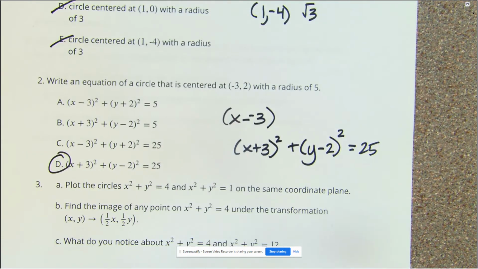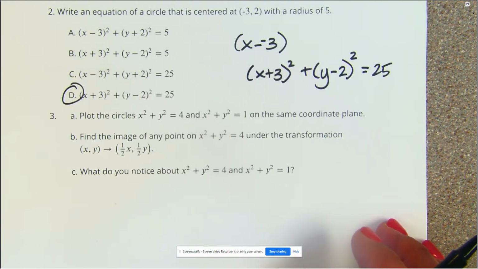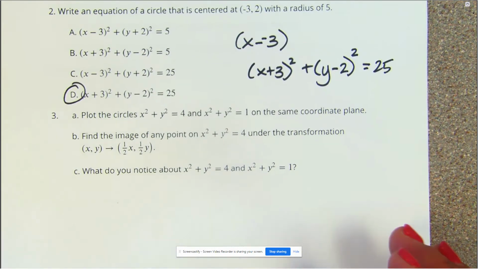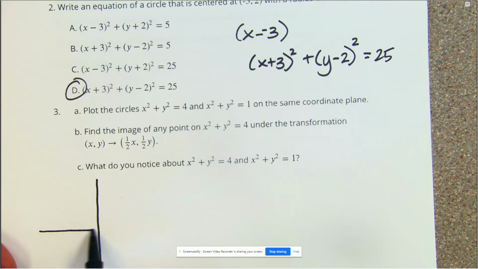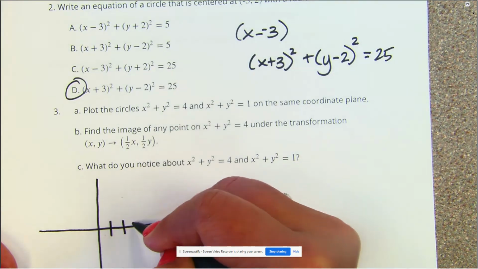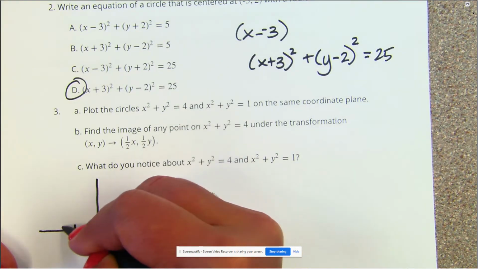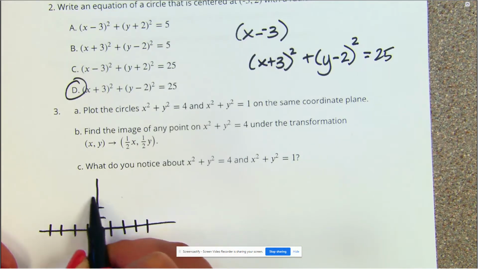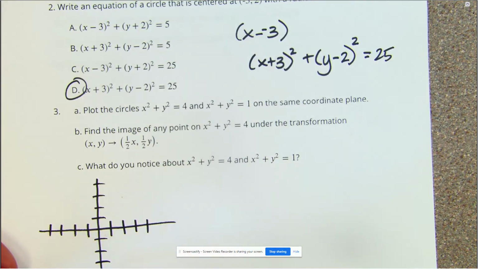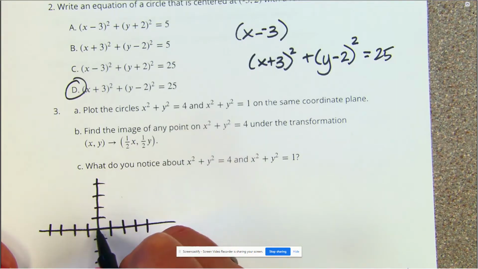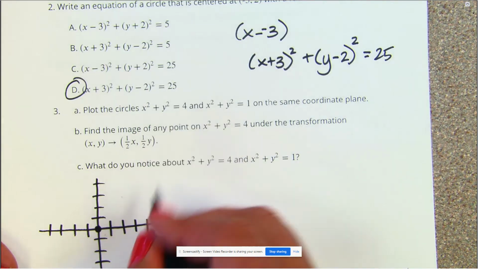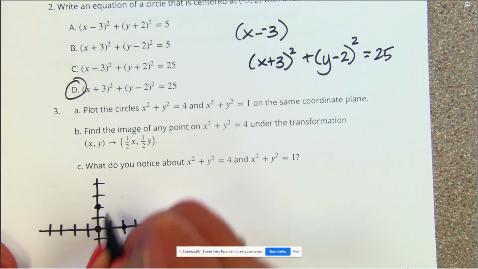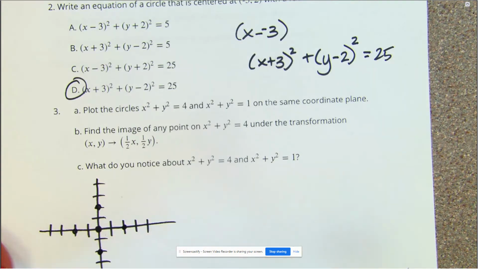Plot the circles x squared plus y squared equals 4 and x squared plus y squared equals 1 on the same coordinate plane. Those of you doing this on Desmos, it was a little bit easier. If you get a piece of graph paper. So this is centered at (0, 0). And that's the radius squared. So to get the radius, I take the square root. So the square root of 4 is 2. So 2 this way, 2 this way, 2 this way, 2 this way.